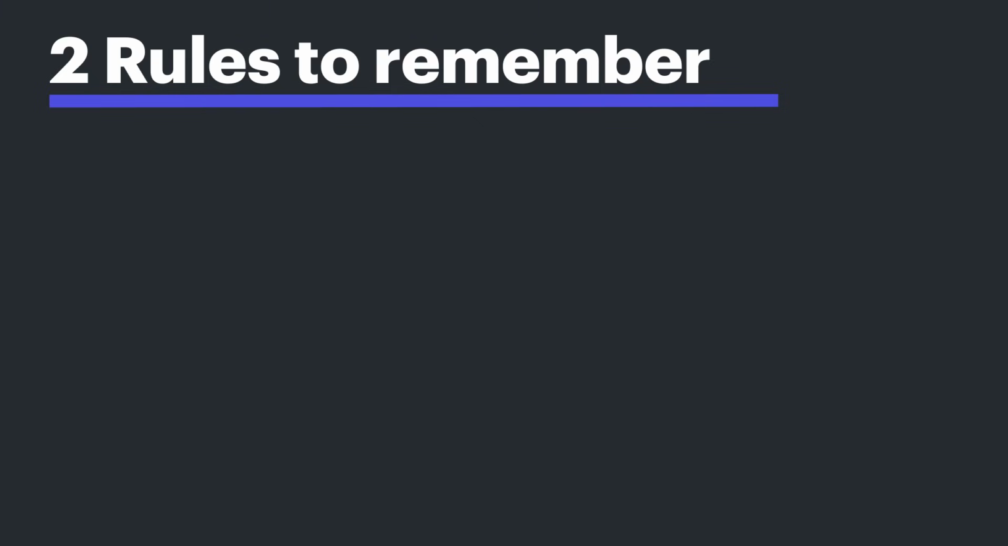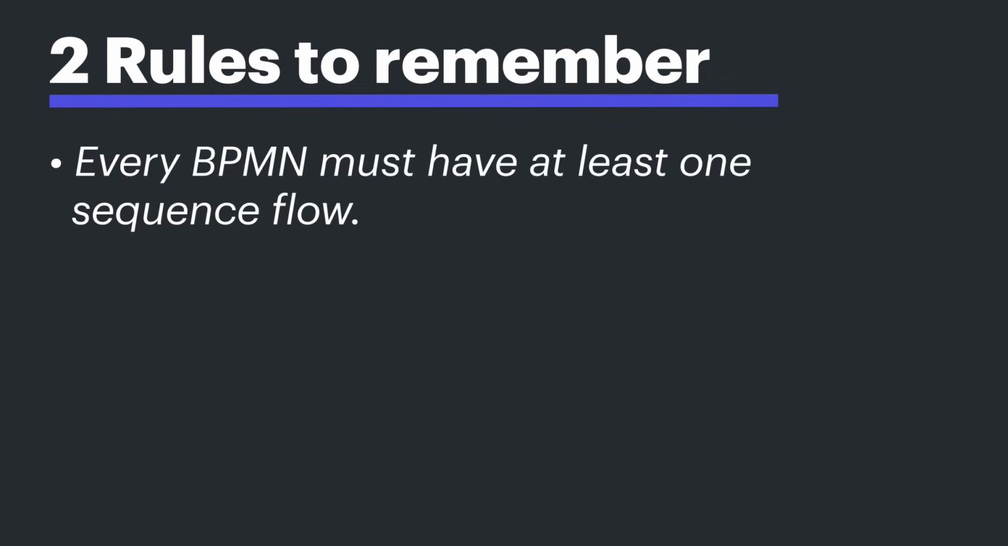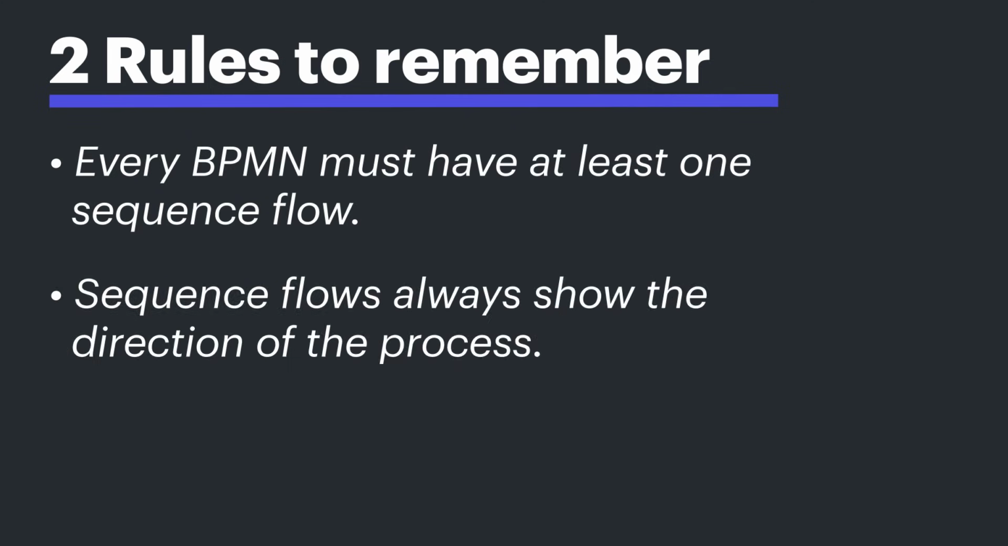To make sure you remember the key points about sequence flows, here are two rules to keep in mind. First, every BPMN must have at least one sequence flow. And second, sequence flows always show the direction of the process. Now that we have an established flow, let's talk about the steps that actually happen along the way. These are called activities or tasks.